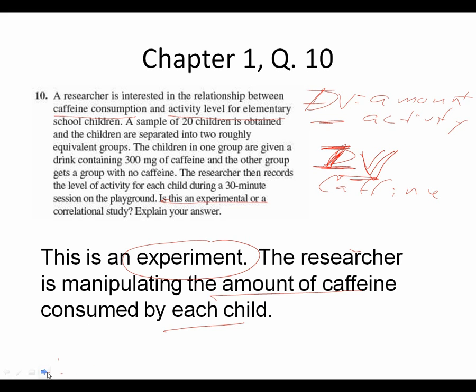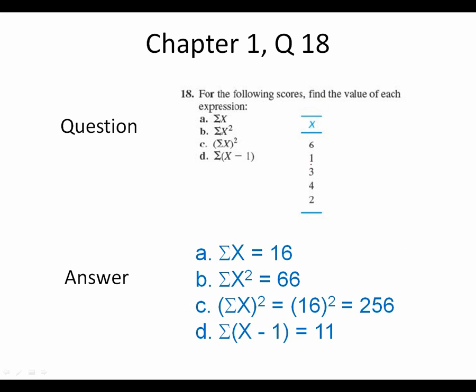down here. Okay, Chapter 1, question 18. This is the first time that we are actually taking a look at some numbers. And in this one, we're looking at some X values for some scores, whether they be a test or whatever they are. And the X values are 6, 1, 3, 4, and 2. All right? And question A is asking me to simply give the sum of X.